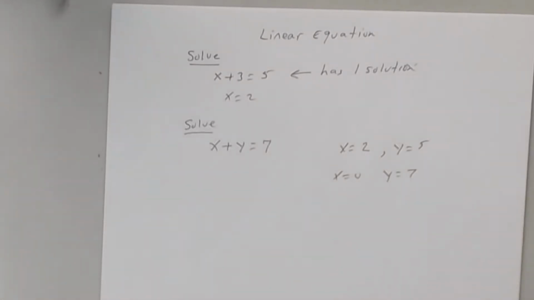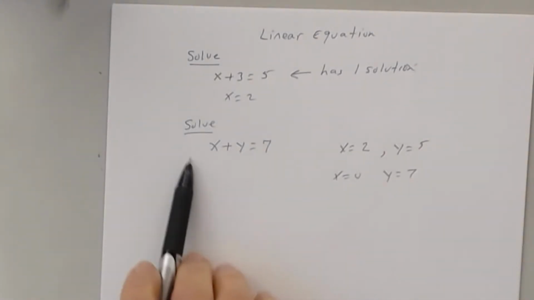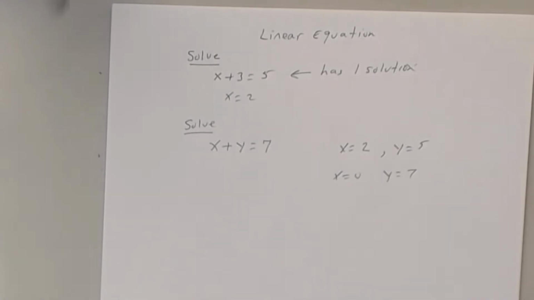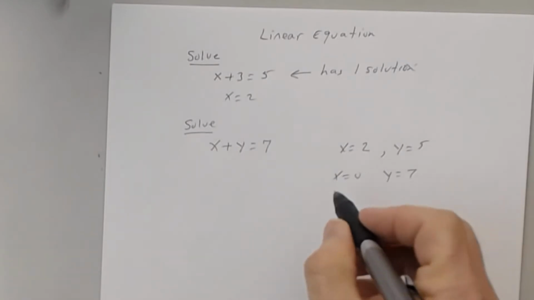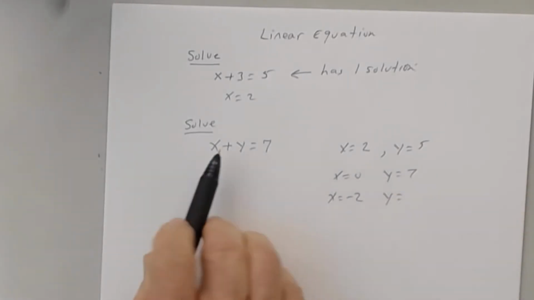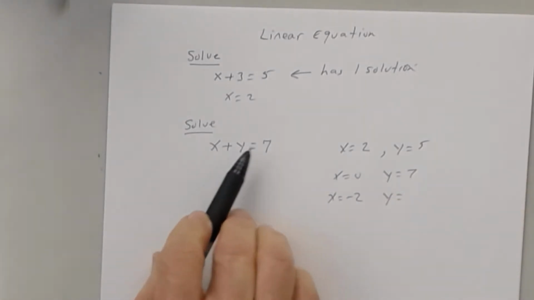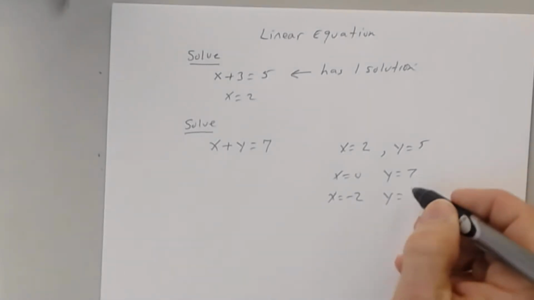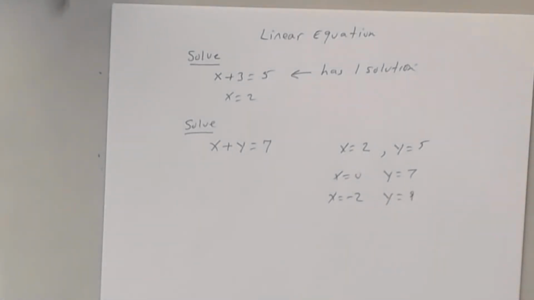But when solving equations that have 2 variables, it's always a good idea to use integers. So I could have said, now this is a little bit hard for some of you, but think about it. If x is negative 2, what is y? Negative 2 plus what number is 7? Very good, 9. So you can have negative values for your variables.